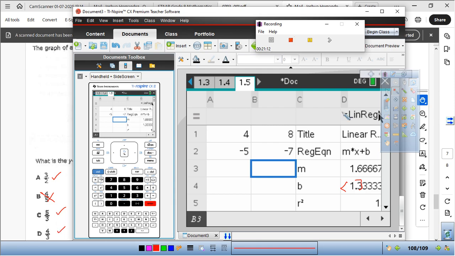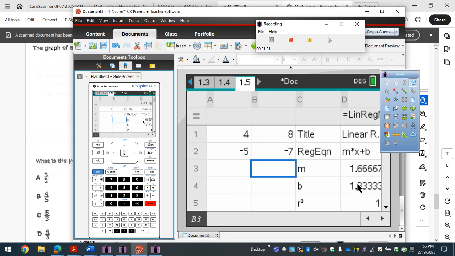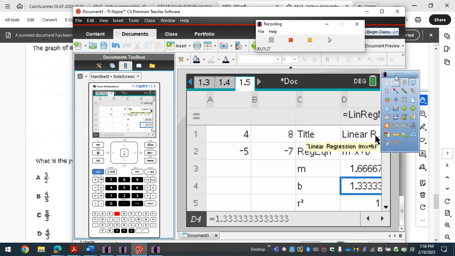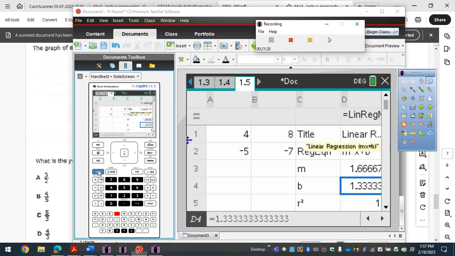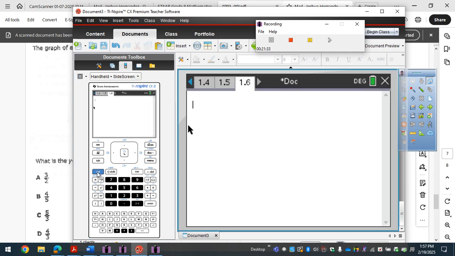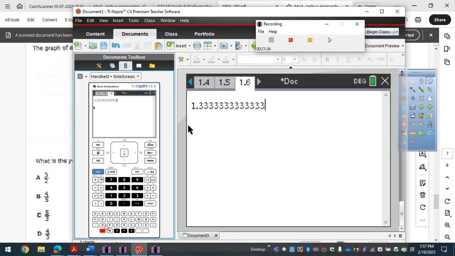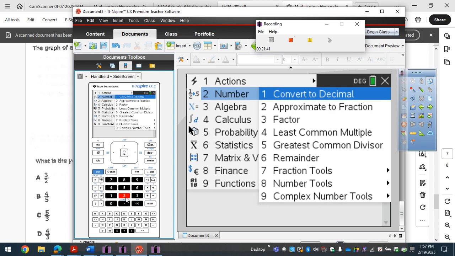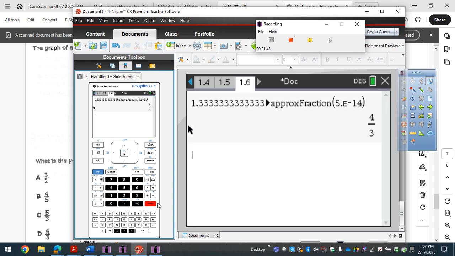Let's just go and copy and paste the model. So you're going to come out here. I went to the cell I want, and I hit Control C. Now I'm going to add another document, a calculator. I'm going to Control V to paste it. And menu, I believe it's 2, 2. And there's your answer, 4/3.